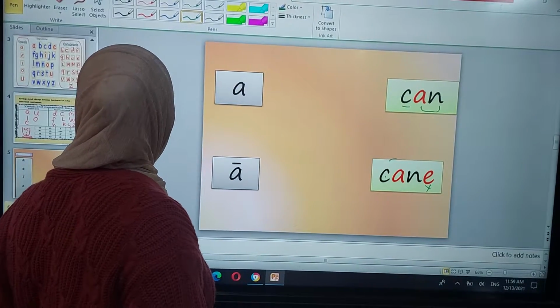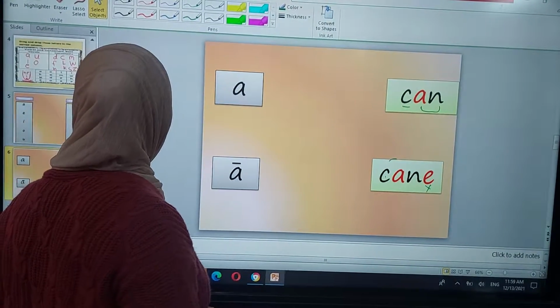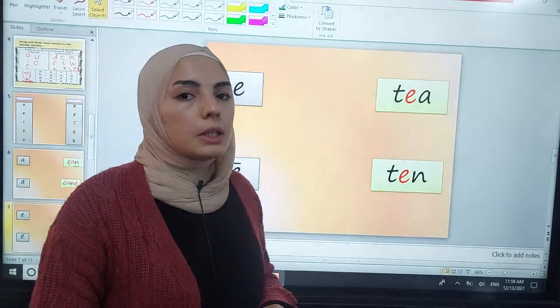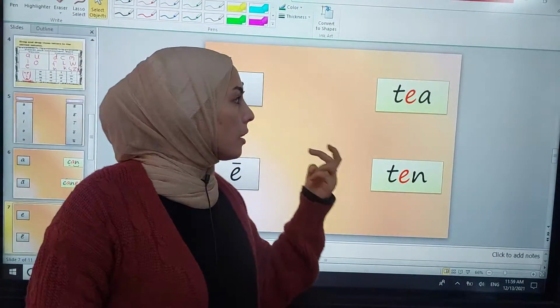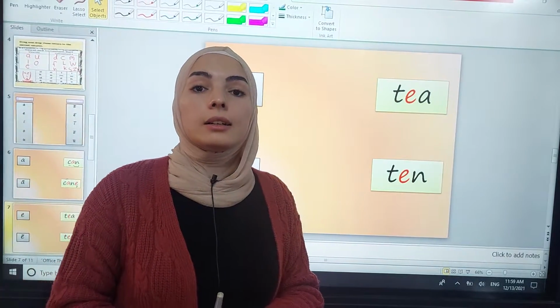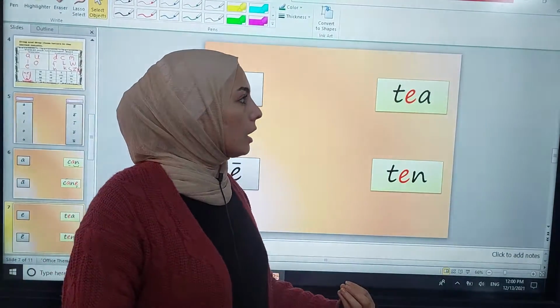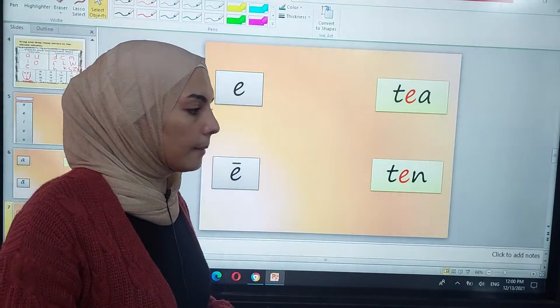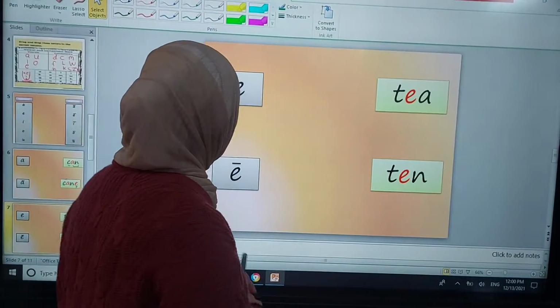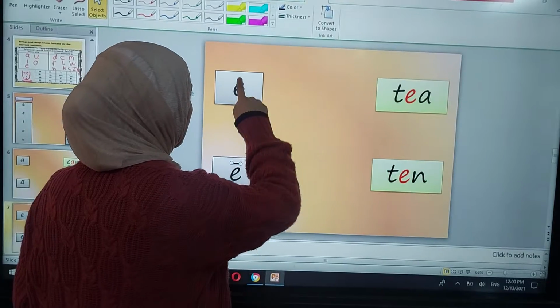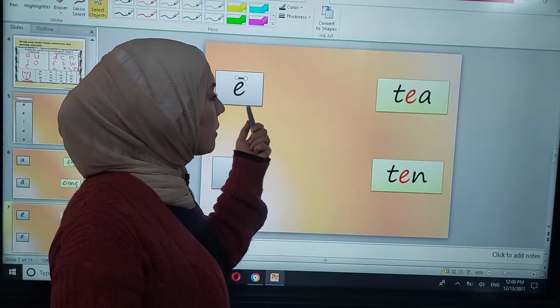Let's see the other example. Here we have letter E. Letter E has two sounds. The short one is "eh." The long one will be "ee." Okay? So here we have the long one.